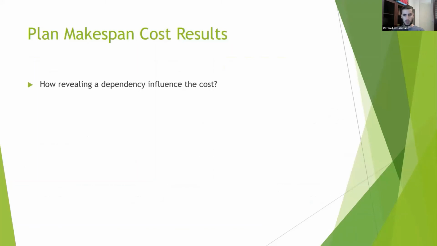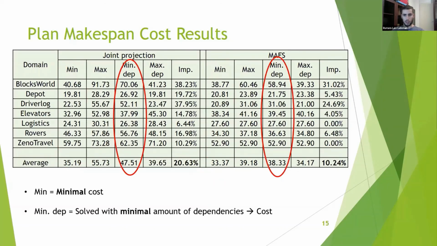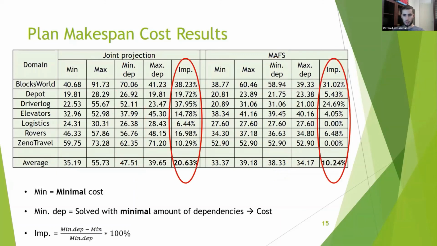We will now show some results regarding the cost of the final plans and try to answer the question of how revealing a dependency influences the final plan cost. This table contains the average plan makespan cost over the solved problems for each domain. Min denotes the average minimal cost over all solved problems. Min dep denotes the cost of the plan for when the problem was solved with the minimal amount of disclosed dependencies. Imp denotes the improvement between the first time that the problem was solved to the best achieved solution.